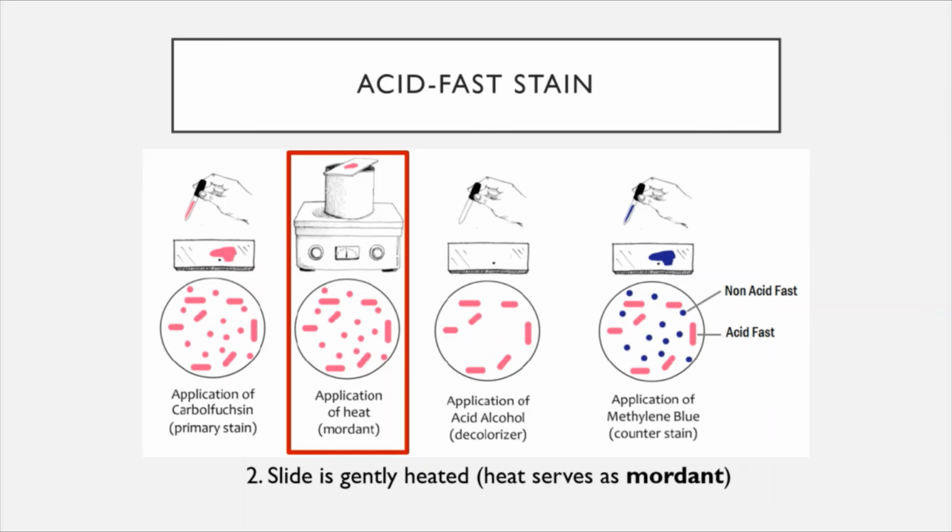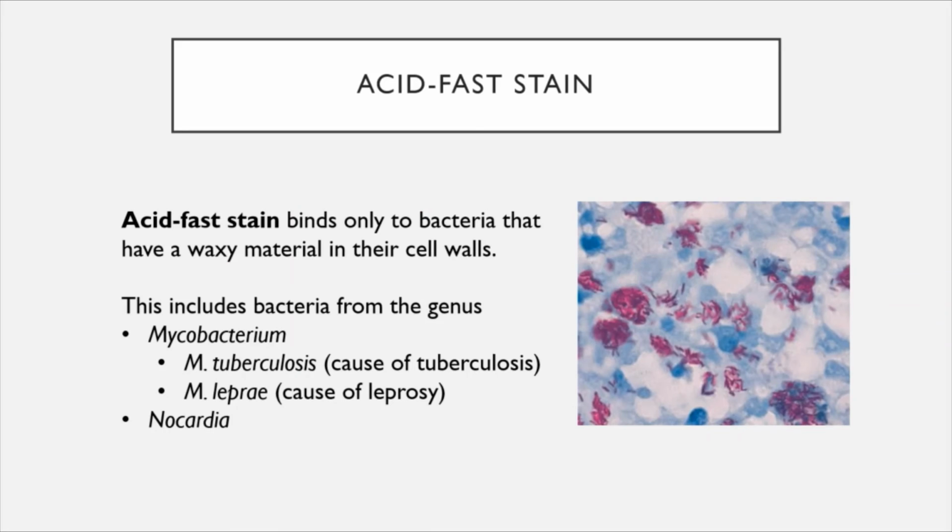In the gram stain, we saw that the chemical compound iodine served as the mordant, but in this case, it is heat. Why would heat be an appropriate mordant in this case? Well, we are looking at bacteria, or rather we're looking for bacteria that have a waxy material in their cell walls. These are a special case of bacteria that, in addition to peptidoglycan, have this lipid, fatty, waxy substance that covers the surface of their cells. And one thing that we know about wax is that with the application of heat, it melts.